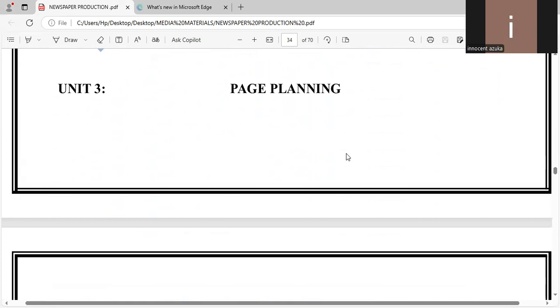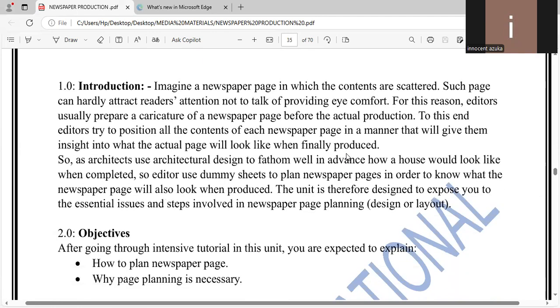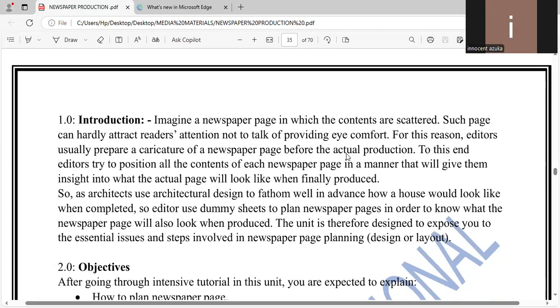So we have page planning. Just imagine a newspaper page in which the contents are scattered. Such a page can hardly attract readers' attention, not to talk of providing eye comfort. For such reasons, editors usually prepare a caricature of the newspaper before it moves down to what it is today.